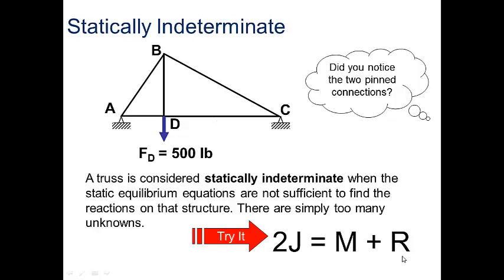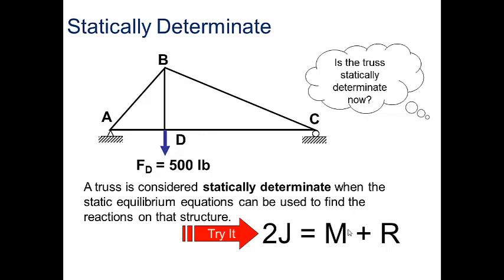Then I'm going to add how many reactions I have. I've got 2 from here because it's a pin, plus another 2. This equation doesn't work. I have 8 on this side and 9 on this side. All that means is that I would not be able to mathematically find everything about this beam. The way to fix that is to change one of those pin supports to a roller.